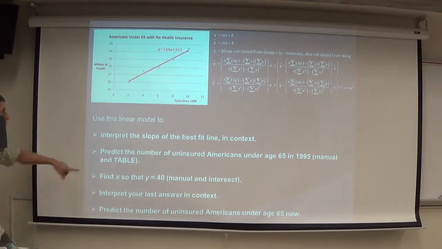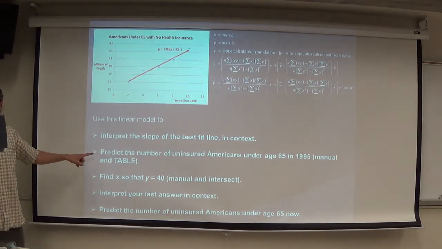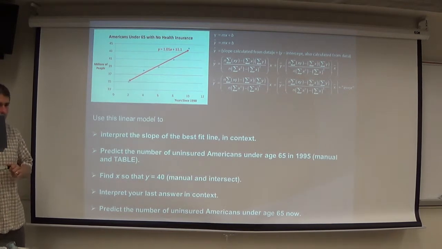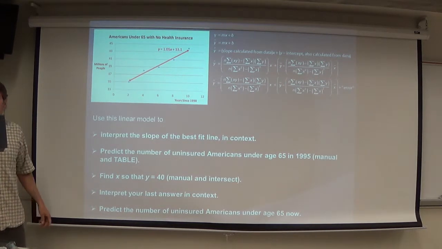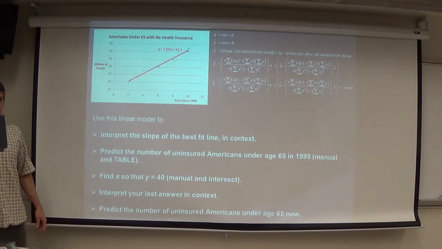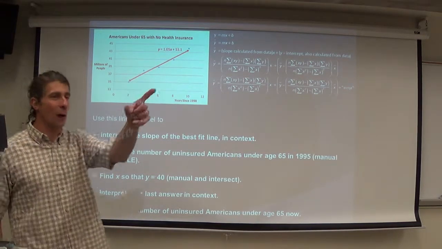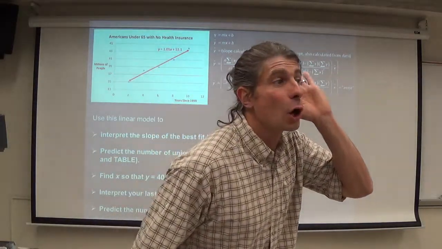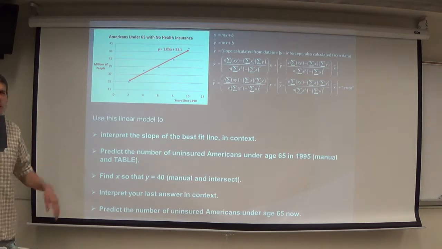So we interpreted, okay, number of uninsured Americans under age 65. I think we did this one together last time. How many were there uninsured in 95? 35.38. Say that again, Francis. I hear your voice. There you are. 35.38 million. So we call it 35.4 million.